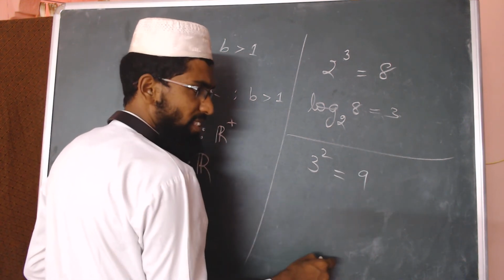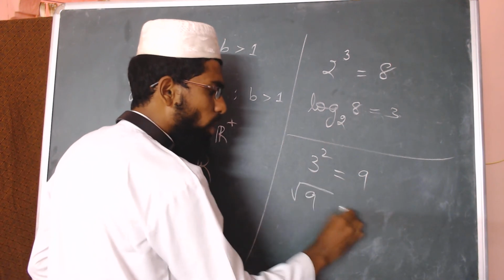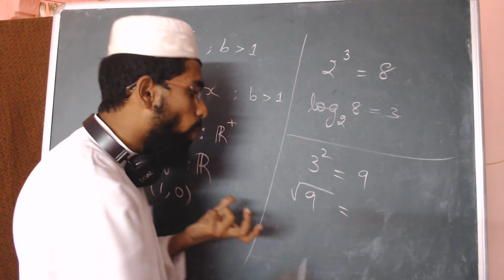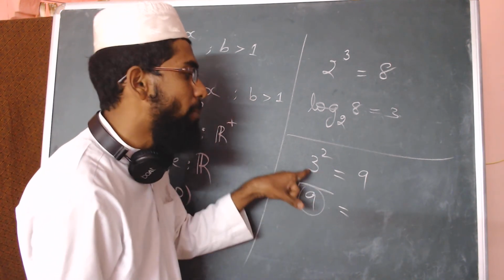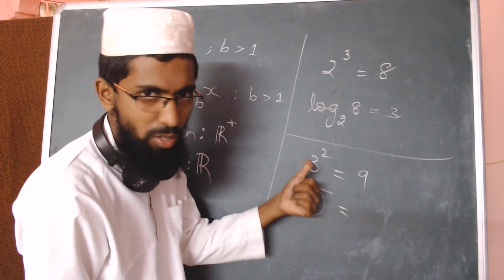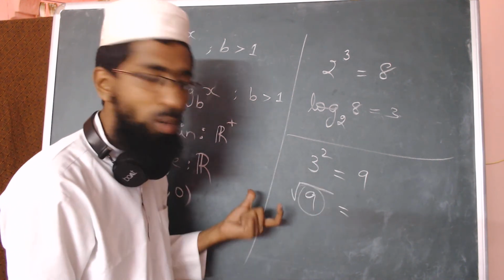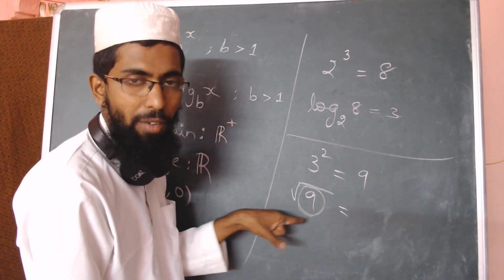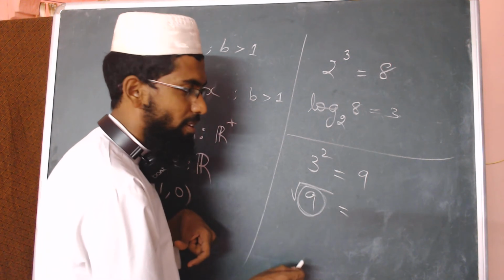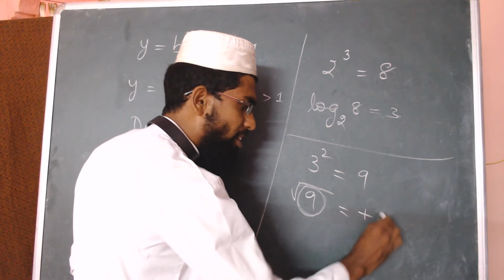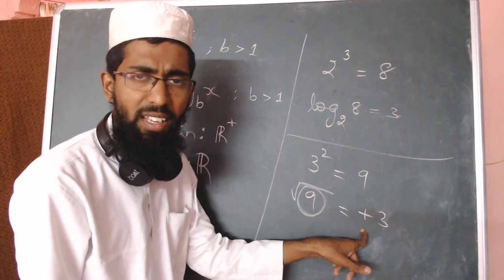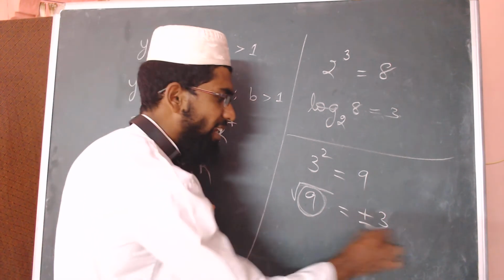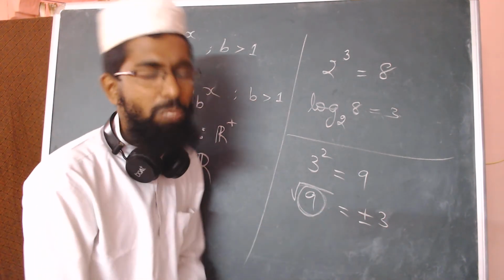3 square equal to 9. Now, square root of 9 is what? What number, if I multiply it 2 times, will give 9? We all know that plus 3 into plus 3 is 9, and minus 3 into minus 3 is also 9. Got it? So the square root of 9 is plus or minus 3.